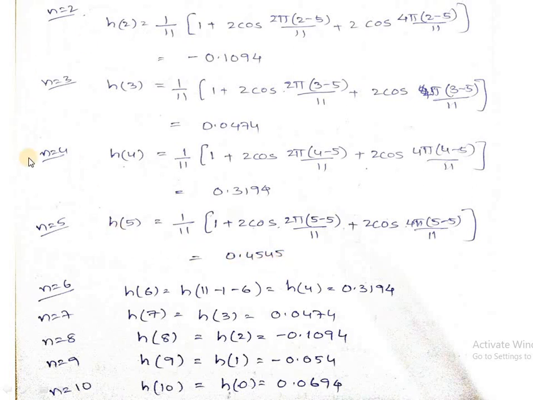Based upon all these values that we have calculated so far and exploiting the symmetry conditions of the impulse response, now I represent n is equal to 6 to 10 in terms of those calculated values itself. h of 6 is equal to h of 4 based upon the symmetry, and therefore this is 0.3194. h of 7 is equal to h of 3, and therefore it is equal to 0.0474, and similarly h of 8, h of 9 and h of 10 are also represented based upon the symmetry and are respectively equal to h of 2, h of 1 and h of 0.